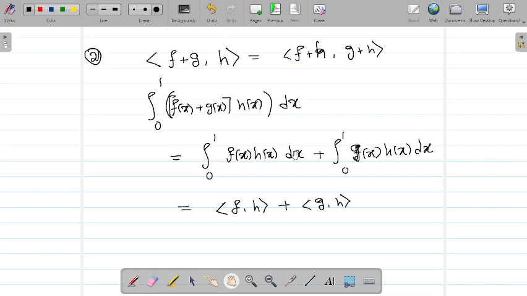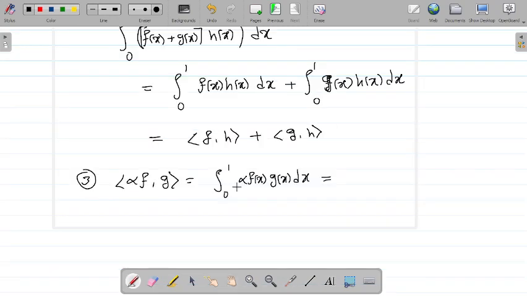And the next, third condition, what is it? ⟨alpha u, v⟩ must be the same as alpha into inner product of u and v. So that is alpha into ⟨f, g⟩. So that is integral 0 to 1 alpha f of x into g of x into dx. You know that integration is a linear operator, so this alpha can be taken out. So this is alpha into integral 0 to 1 f of x into g of x dx. So this is the same as alpha into inner product of f and g.